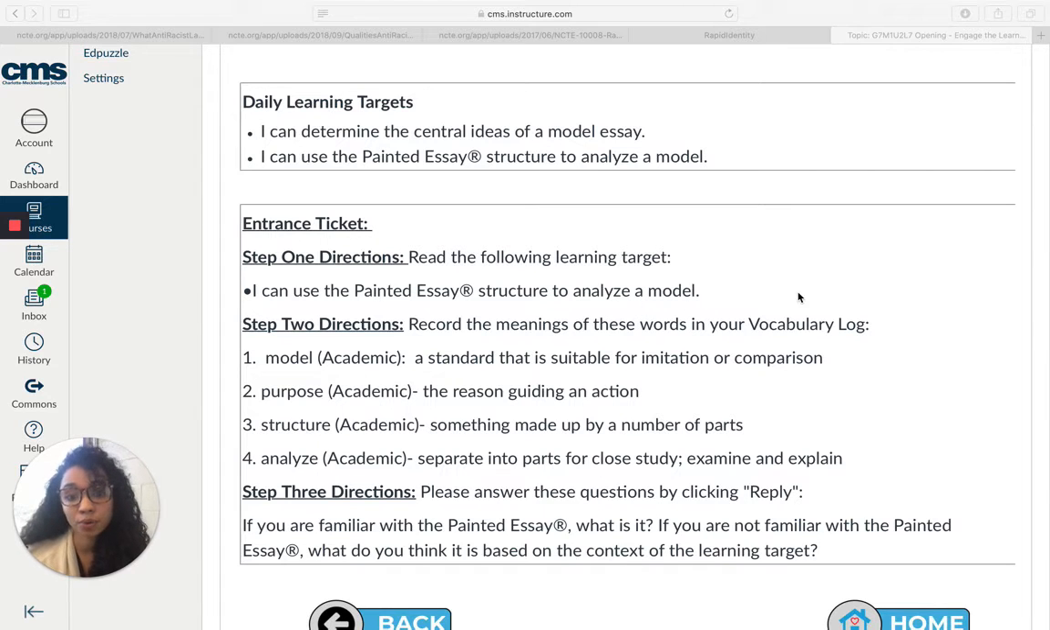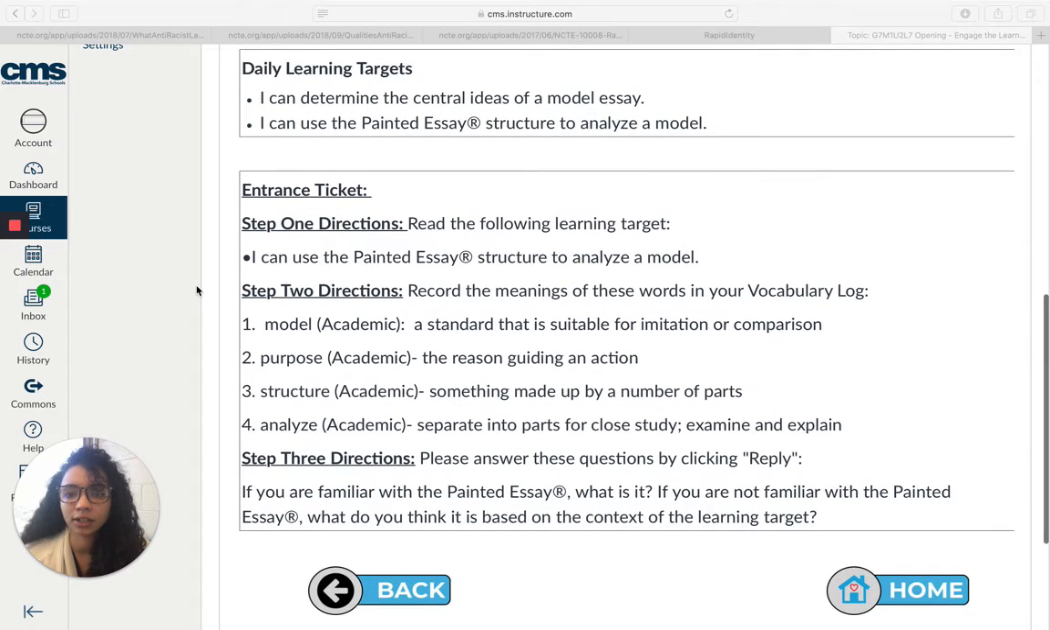So the first portion of your asynchronous time is going to be used for this first learning target. And then when we head into class, we will hit this second one. I can determine the central ideas of a model essay.